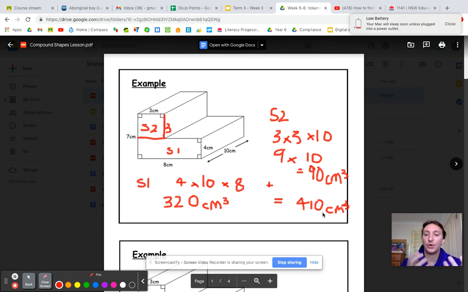Now that I've figured out what the volume of my shape is, this is where I need to bring in my knowledge of capacity. The one thing I need to remember is that 1 cubic centimeter equals 1 milliliter. So that means that if I've got 410 cubic centimeters, the capacity of this shape is going to be equal to 410 milliliters.